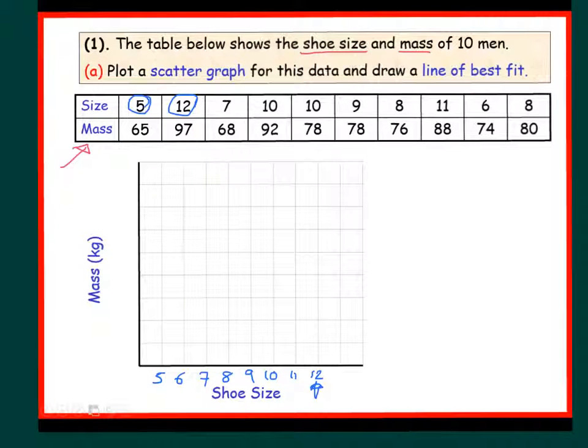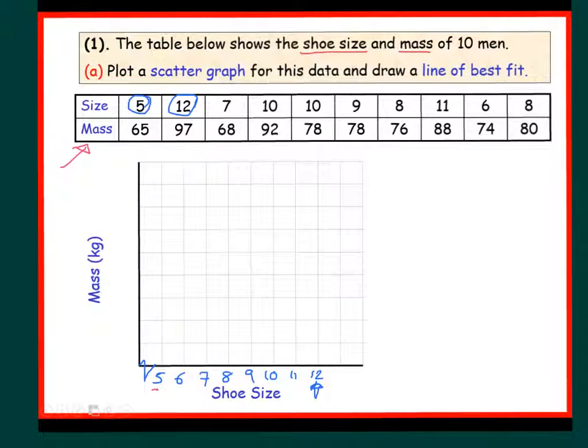Now, if I've written these numbers in pencil, I can of course rub them out if they didn't fit on the scale and redo it. But here I've not started at 0. So I just need to do a little zigzag here to let anyone who's looking at my graph know that I've not started at 0.